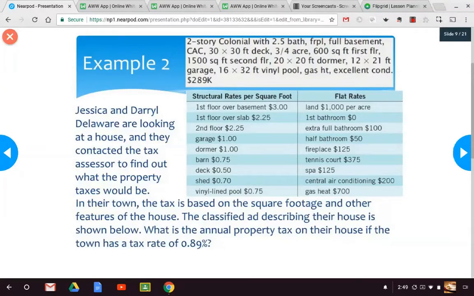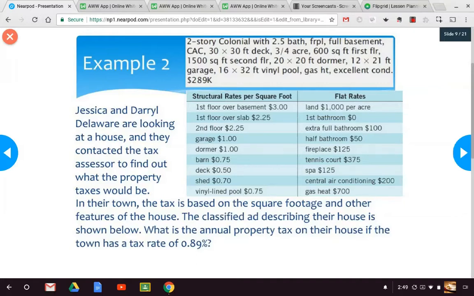In this example, Jessica and Daryl are looking at a house and they want to figure out what the annual property tax for that house is going to be. They know the tax rate is 0.89%, but it's 8.89% of the house's value. So they hire a tax assessor to figure out what the taxes are going to be. And these tax values are based on things like square footage and other features of the house.